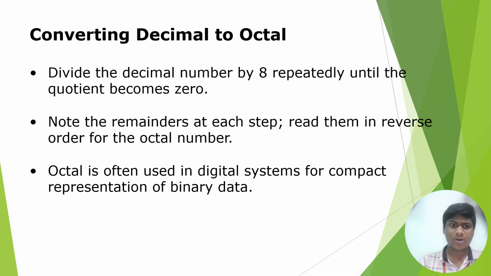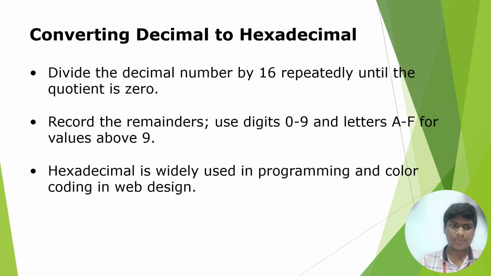Converting decimal to octal. Divide the decimal number by 8 repeatedly until the quotient becomes 0. Note the remainder at each step. Read them in reverse order for the octal number. Octal is often used in digital systems for compact representation of binary data.